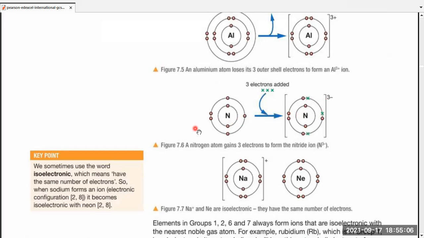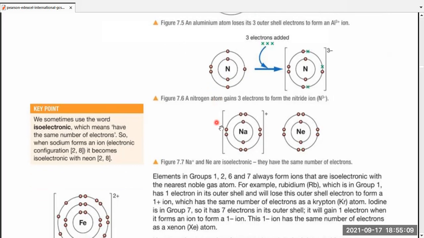Now, we need to compare these examples with the nearest noble gases in order to understand the importance we started off with. Sodium, after the loss of 1 electron, becomes an Na positive ion. And take a look at its electronic configuration. It's exactly similar to neon, the nearest noble gas in the periodic table. The term we use is isoelectronic. It means they have same number of electrons. Na positive and Ne have same number of electrons.